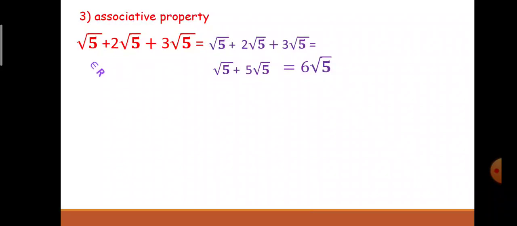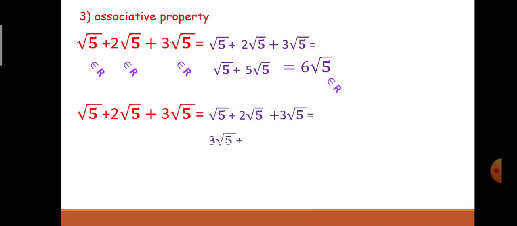First term belongs to R, second term belongs to R, third term belongs to R. Okay, and the result equals 6 square root of 5. Also here we will write square root of 5 plus 2 square root of 5 plus 3 square root of 5, and the result will be what? If we add the first 2 terms together, the result will be 3 square root of 5 plus the third term, which is 3 root 5. So 3 plus 3 equals 6 also.